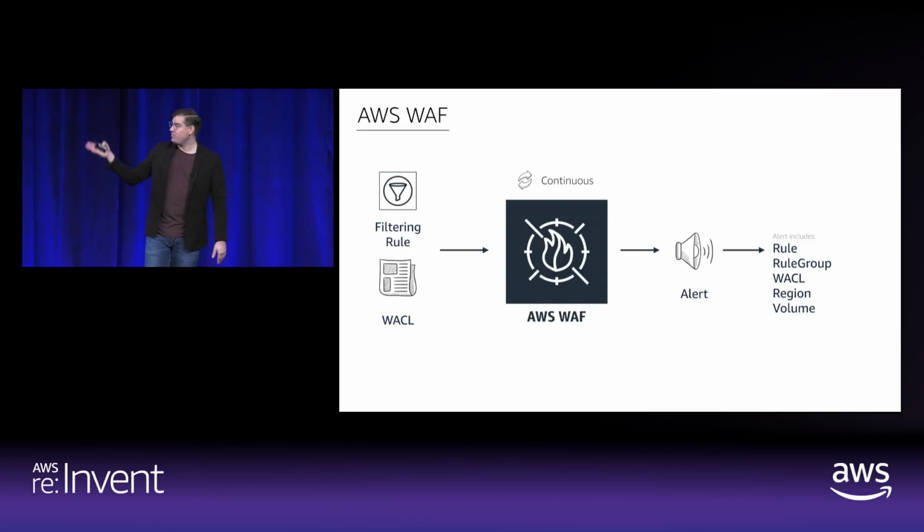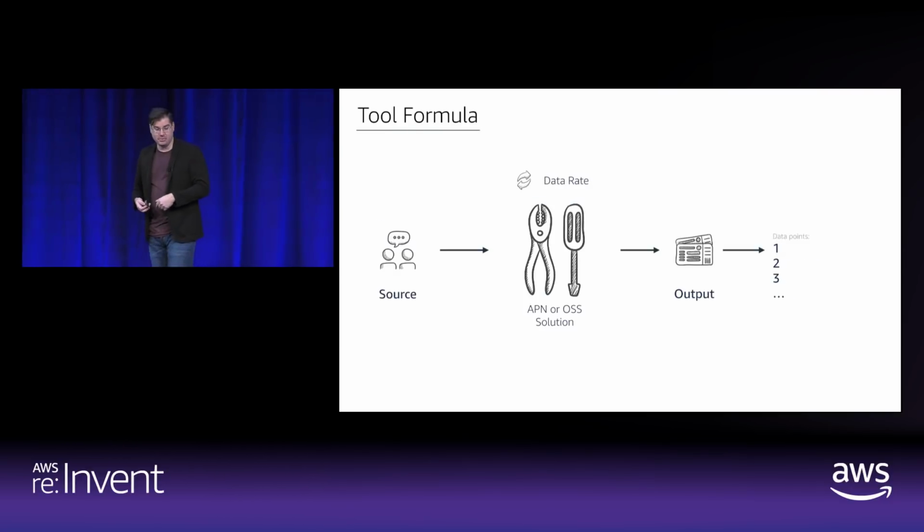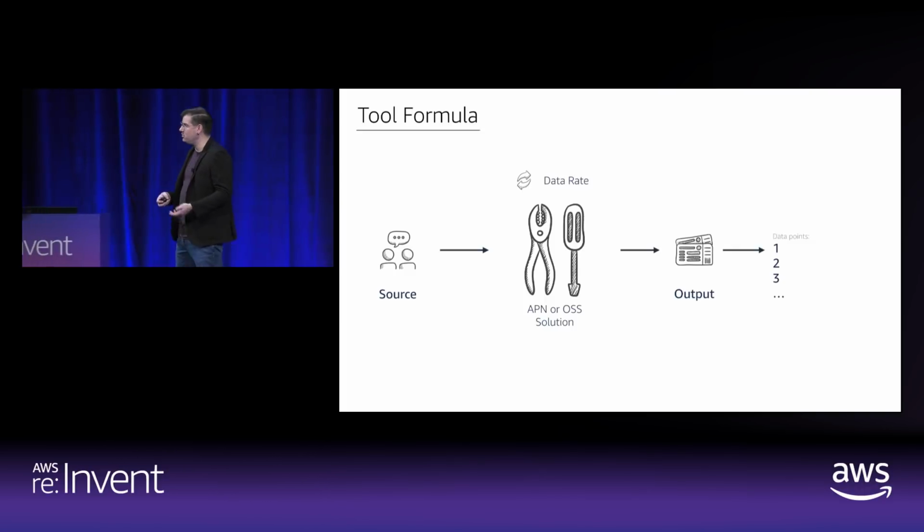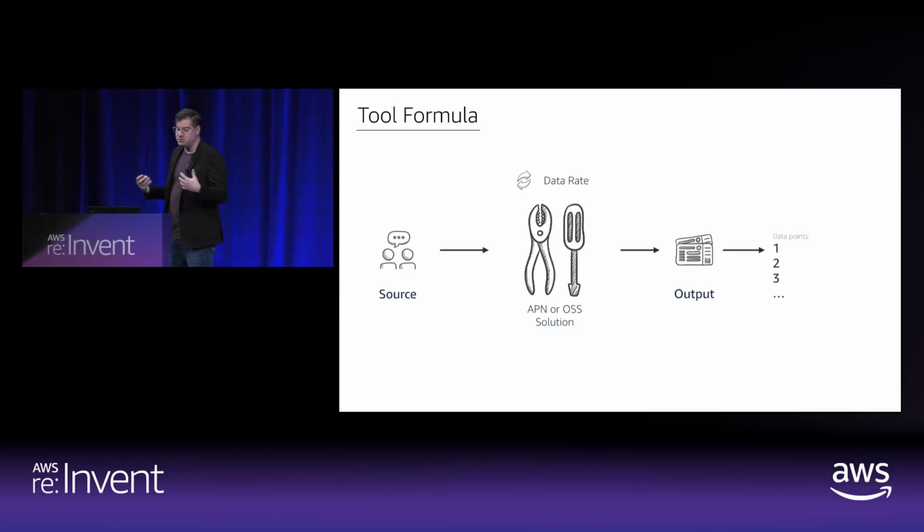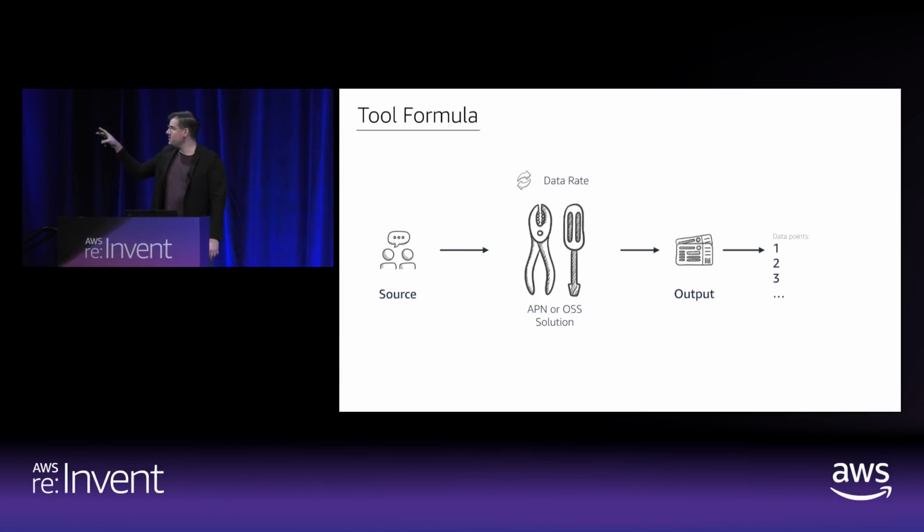They will look at the output from WAF and they will treat that as its own thing. And they will not add the additional context of the rest of the tools because the problem is just too difficult to tackle. That's what we're trying to solve. So we get a generic formula here. You can apply this to any AWS service or APN tool or open source solution. Essentially, you've got a source of data going into a service with a data rate, and we've got an output, and then you've got data points in that output.